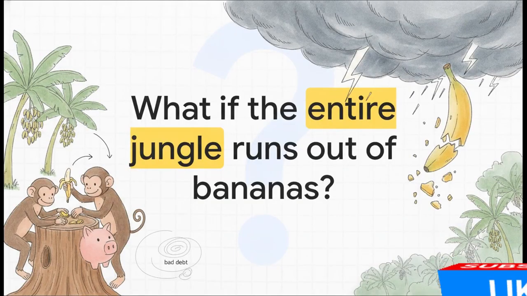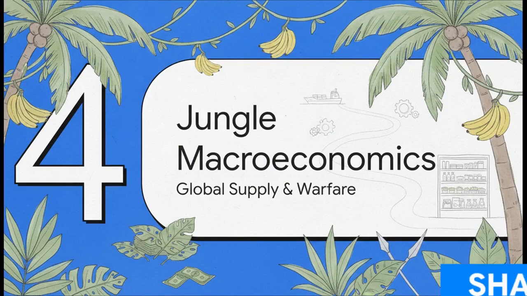So let's say our monkey is doing everything right, okay? They're saving, avoiding bad debt, and passively investing. But here is the catch. None of that personal finance stuff actually matters if a massive macroeconomic shock wipes out the entire jungle. That perfectly tees up Section 4, Jungle Macroeconomics, Global Supply and Guerrilla Warfare.